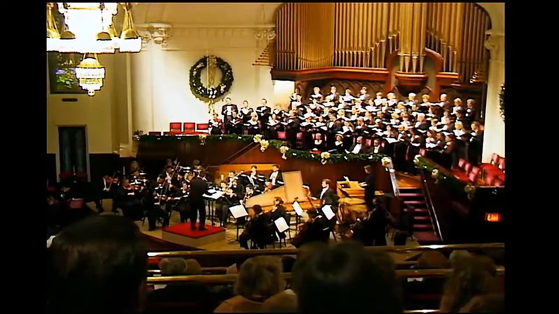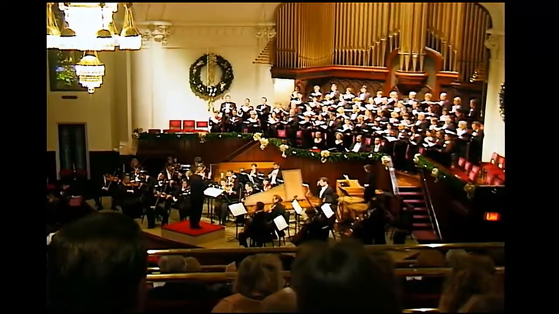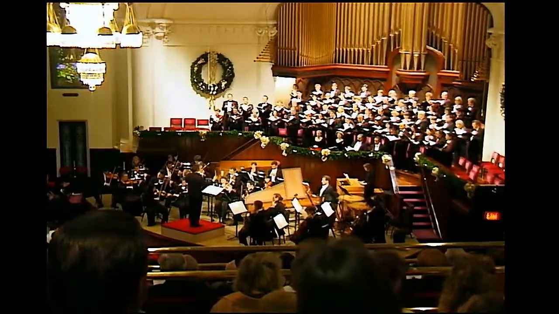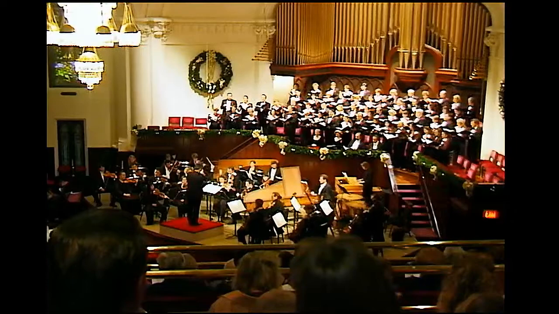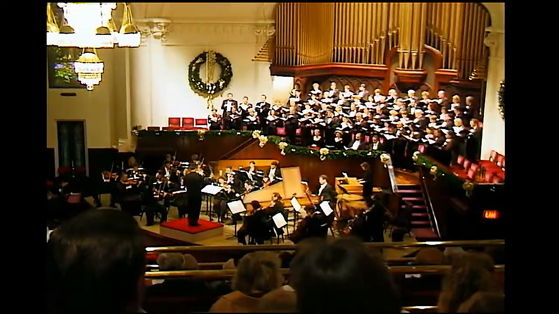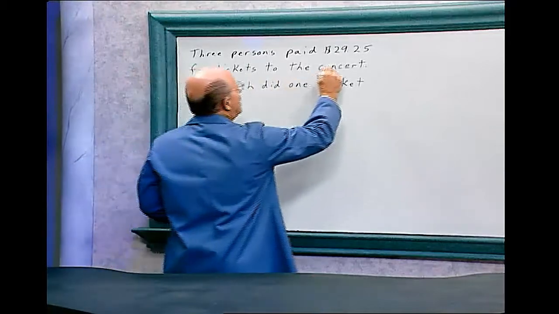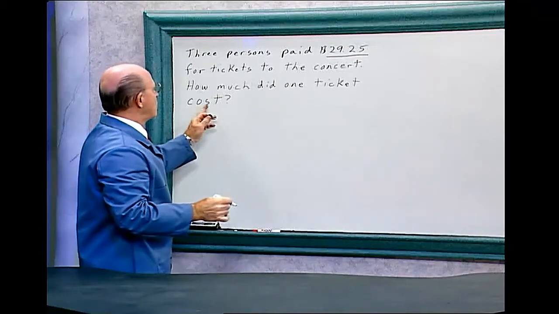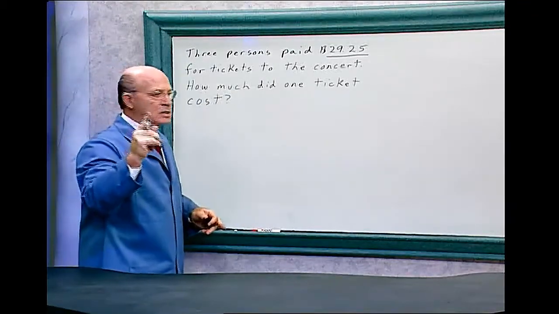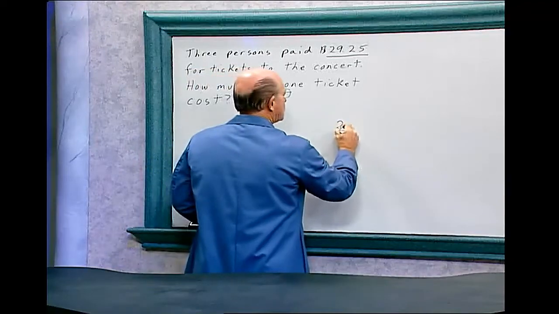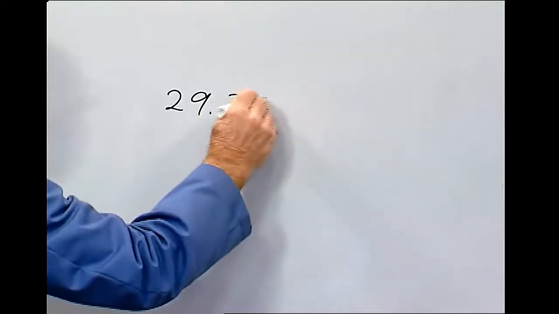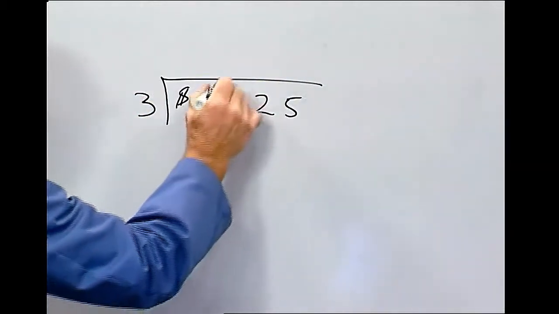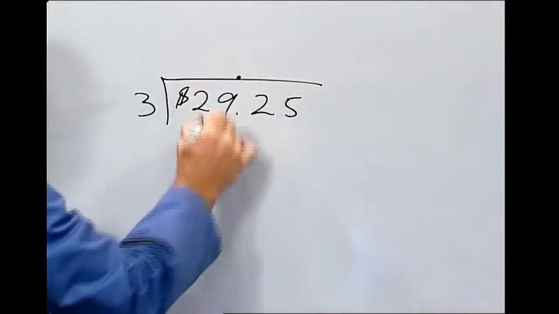If 3 persons went to this concert and paid $29.25 for the tickets, how much did one ticket cost? Let's do the math. The 3 persons paid $29.25 for the tickets to the concert. And the question is, what is the cost for one ticket? So we have to divide $29.25 by 3. Bring up the decimal point, remember, a straight line.